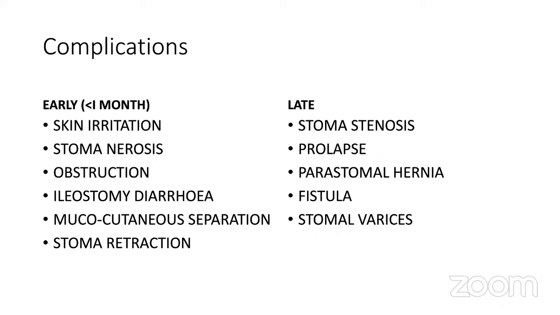Okay. Late complications which occur after 1 month of stoma formation include stoma stenosis, which can be a sequela to stoma necrosis or prolonged stoma obstruction, stoma prolapse, parastomal hernia, enteroenteric fistula, and stomal varices in cases of liver parenchymal disease.